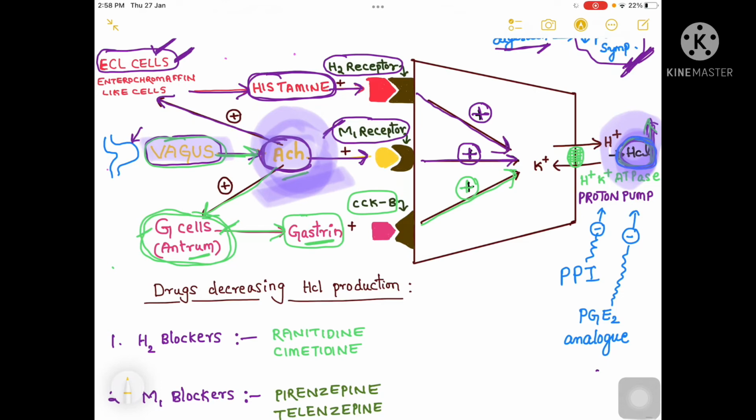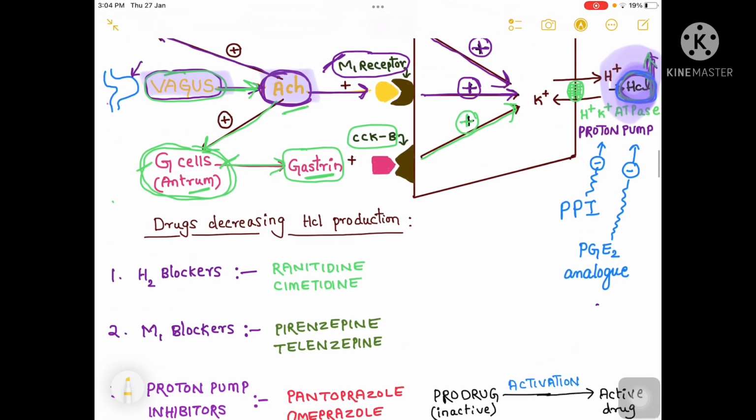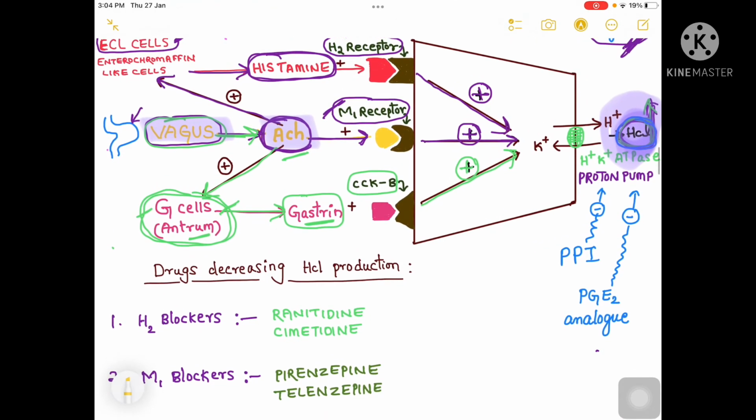Just now we came to know that this proton pump is activated when the histamine binds to its H2 receptor, when the acetylcholine binds to the M1 receptor, and when gastrin binds to the cholecystokinin B receptor. So, if we block these receptors by giving some drugs like H2 blockers and M1 blockers, we can prevent the stimulation of the proton pump. When there is no stimulus to the proton pump, then there is no production of the hydrochloric acid. In this way, the H2 blockers and M1 blockers prevent the formation of the hydrochloric acid.